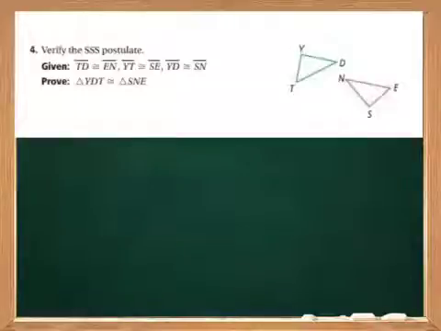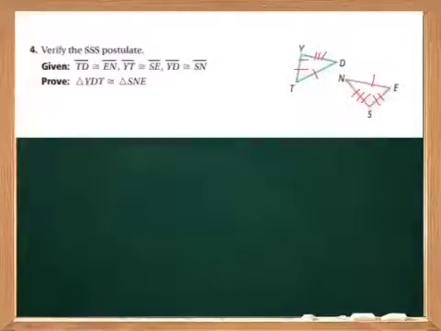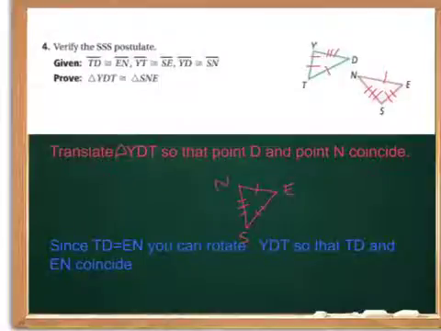So let's try to verify the side postulate. Given that side TD is congruent to side EN, side YT is congruent to side SE, and side YD is congruent to side SN. Again, we know the side postulate works to prove that two triangles are congruent, but we want to show that they're congruent using a series of rigid motions.